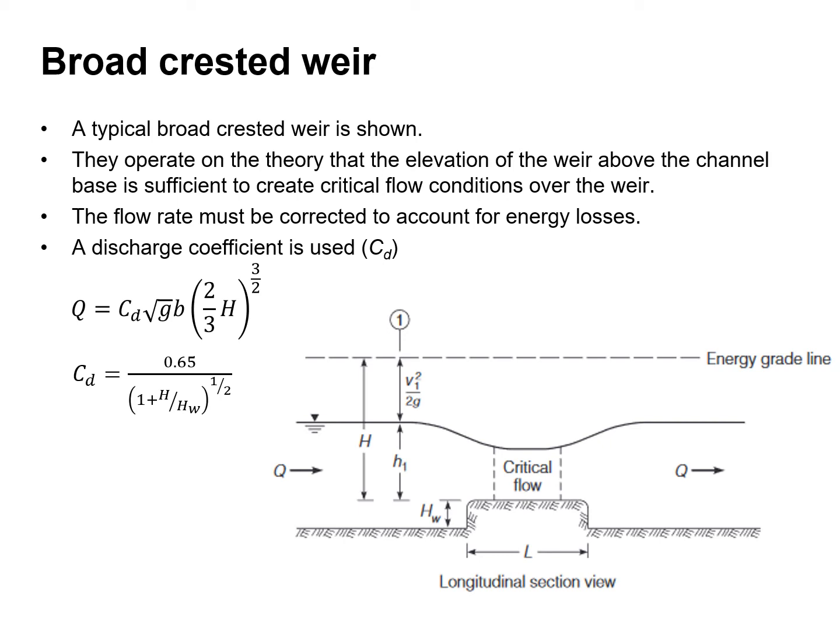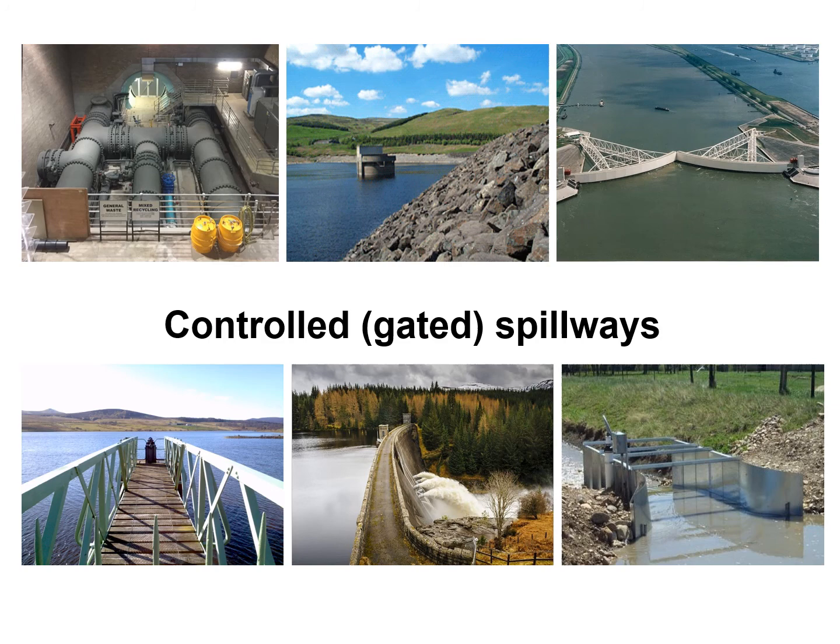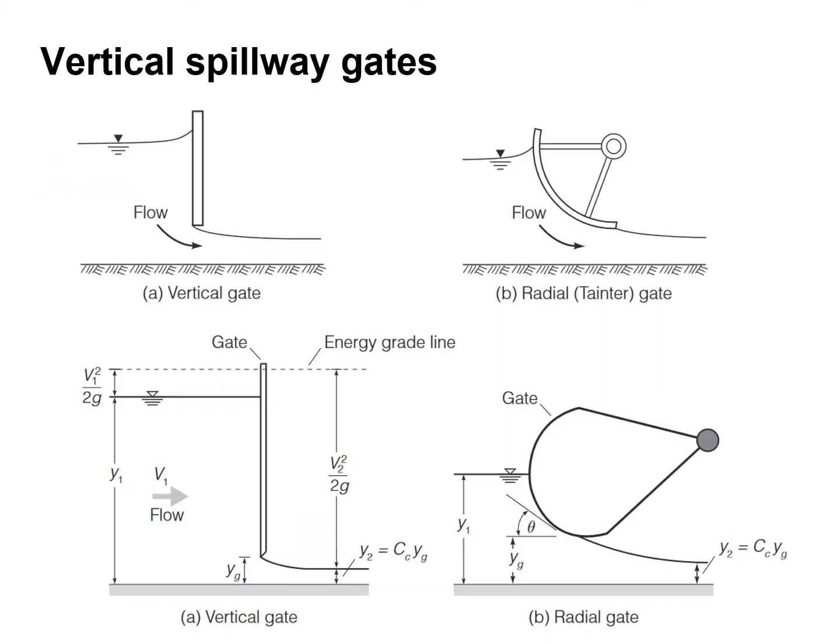The table shown here summarises the weir classifications and the different flow conditions that happen in each weir. So in certain flow conditions, we're going to need control gates. We're now going to look at controlled or gated spillways. Vertical spillway gates may consist of either vertical gates or sluice gates, or radial or tainter gates.